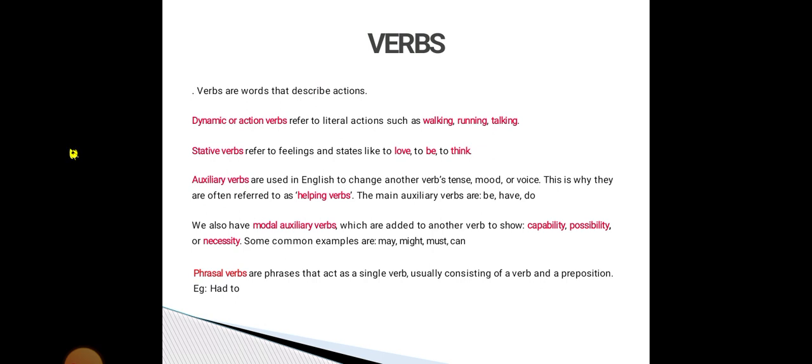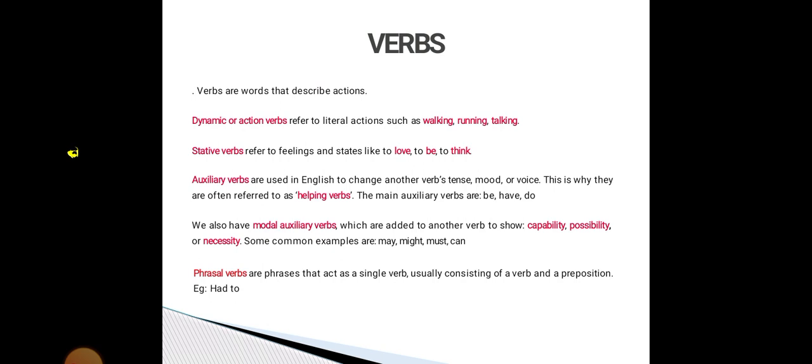The first one is dynamic or action verbs. It refers to literal actions such as walking, running, talking. These are called dynamic or action verbs. Next, we can see stative verbs. They refer to feelings and states like to love, to be, to think.